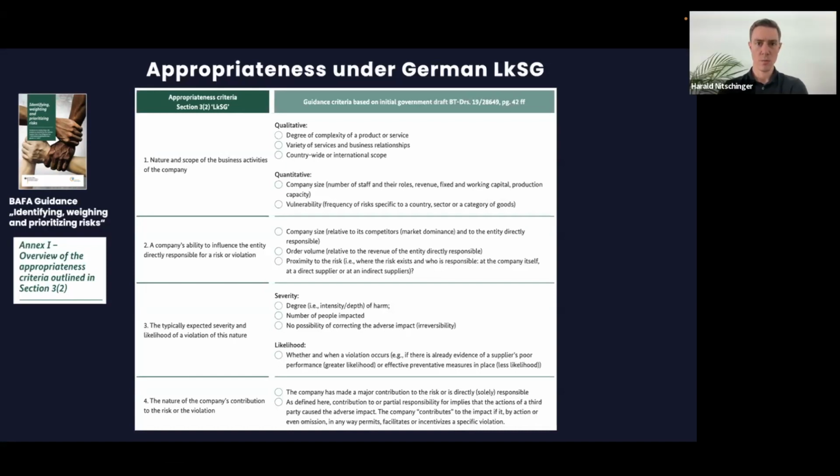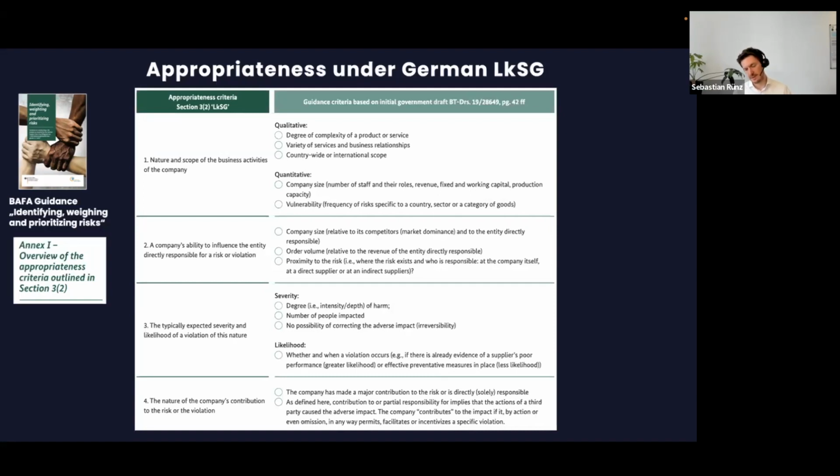And for actual violations in the own business area, do these appropriateness criteria also apply, or are these then cases where you must remediate in any case? They also apply, which is a little bit strange, because the legislator says you need to bring violations to an end. So you could say, no matter how I look at the appropriateness criteria, I need to end the violation.